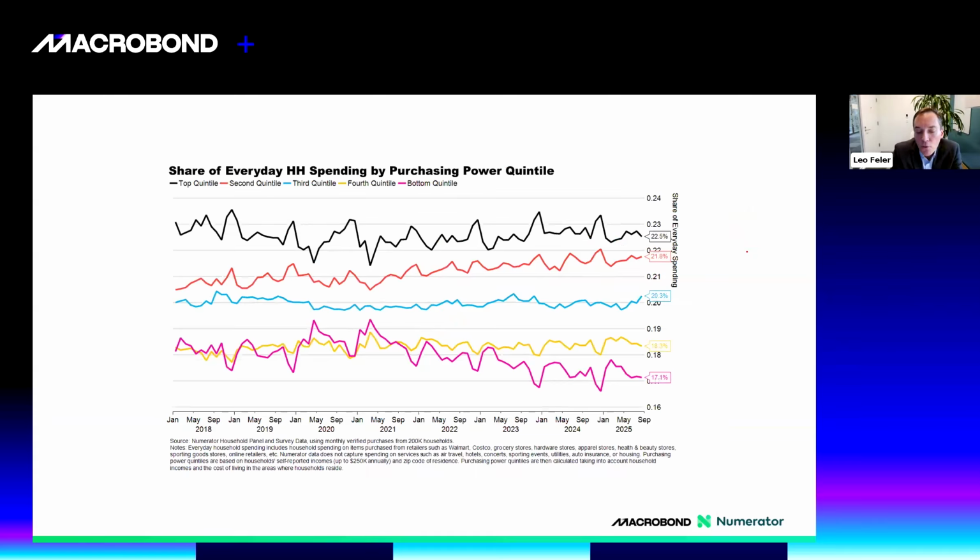If you look at the overall spending and we break it out into quintiles, the top 20% of US households consume about 22.5% of these everyday items, right? The bottom is consuming about 17.1%. And you can see how the bottom 20% has basically lost share in overall consumption.